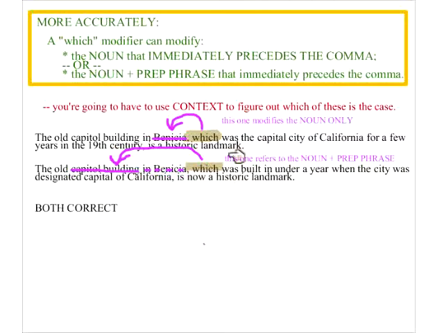Any questions about these two examples? Smiley face if these make sense. Questions in the text box if you've got them. Okay. Now, just a quick review. I think most of you know this stuff already, so we'll blaze through this really quickly. But let's talk about how not to use a which modifier.